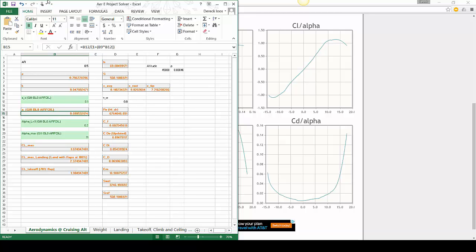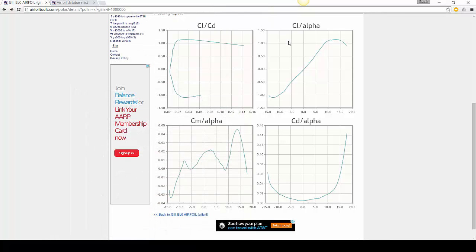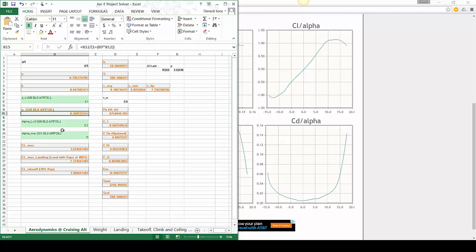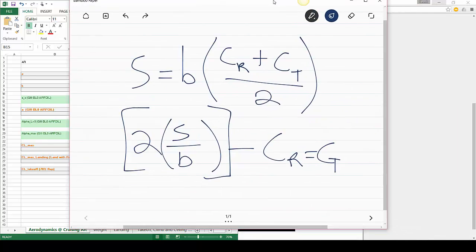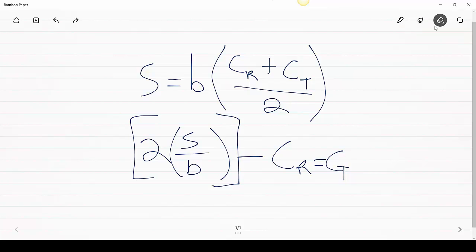Once we do that, we're going to correct this value slightly by using an aspect ratio correction. First, we're going to calculate our efficiency factor, which is noted by E in my spreadsheet right here. We can solve for E with the equation E equals 1.78 times 1 minus 0.045 times the aspect ratio raised to 0.68 minus 0.64. So written out, that's going to look like this.